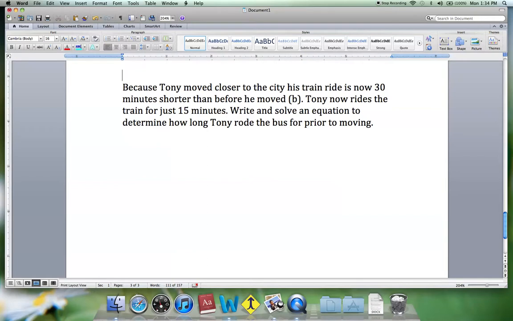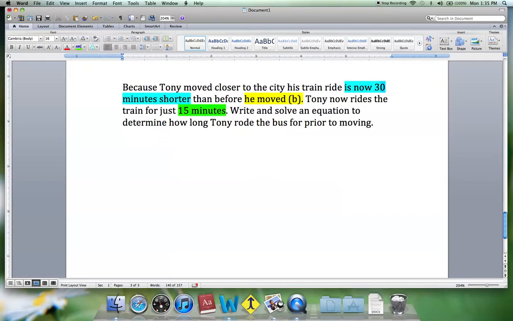So now we want to first set up our equation that represents the situation before we can solve it. So let's look at our three terms that we have. We have that his train ride is now 30 minutes shorter, so we have 30, than before he moved. And we don't know what that value is. Notice I put a variable there, B. And so that lets us know that we don't know how long his train ride was before he moved. So we're going to give it a variable B, before he moved. It says that Tony now rides the train for just 15 minutes. So our other value is 15.